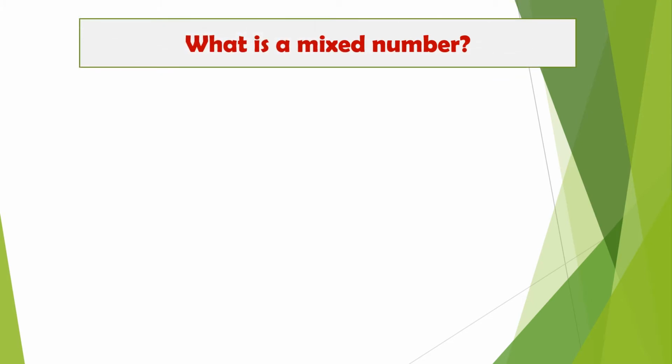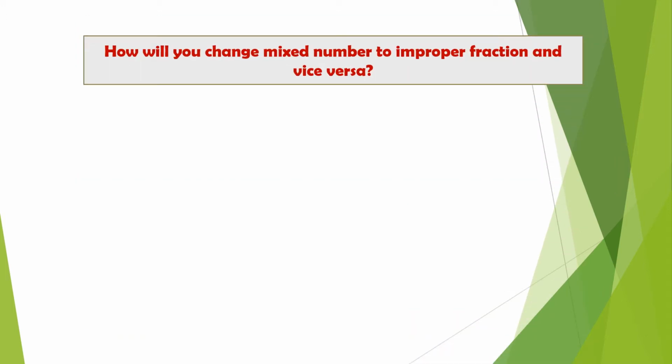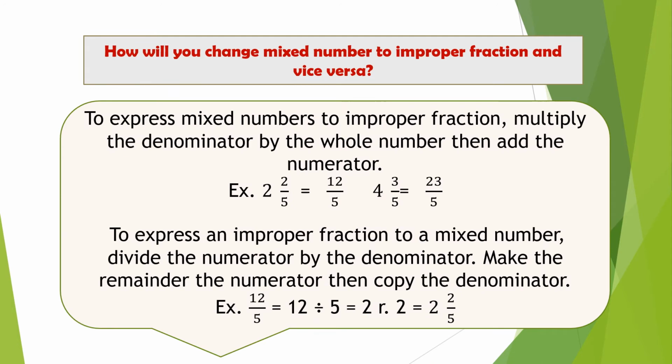What is a mixed number? Mixed numbers are made up of a whole number and a fraction, like 3 and 1/4, 2 and 1/2, 6 and 2/3, and so on. How will you change a mixed number to an improper fraction and vice versa? To express a mixed number as an improper fraction, multiply the denominator by the whole number, then add the numerator. For example, 2 and 2/5 is equal to 12/5.